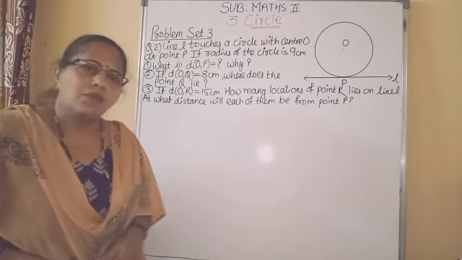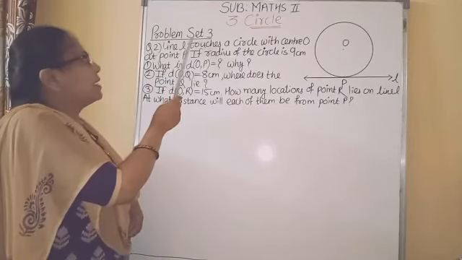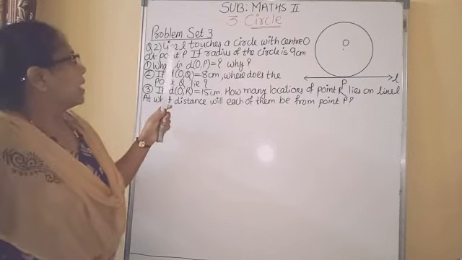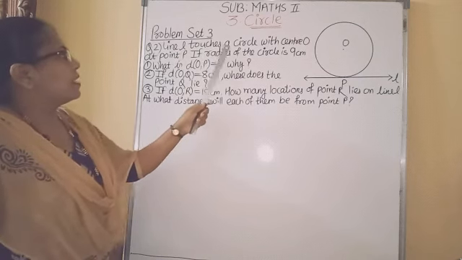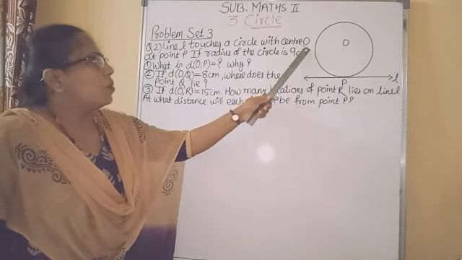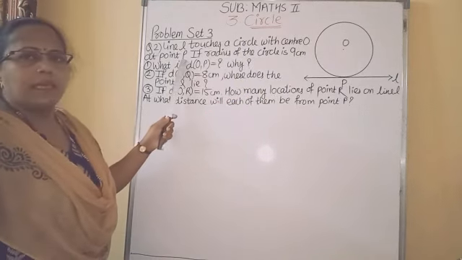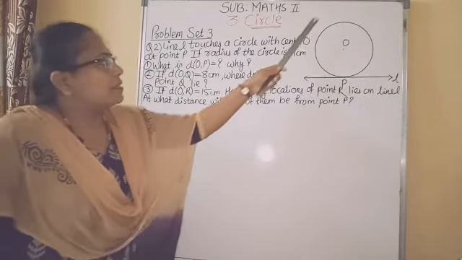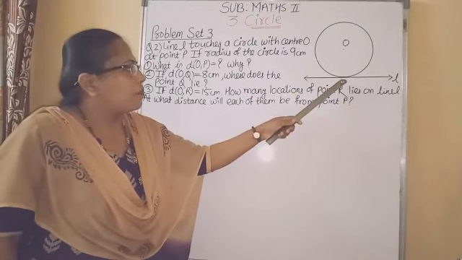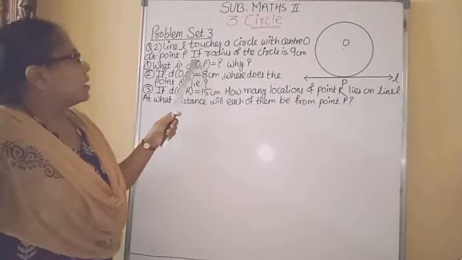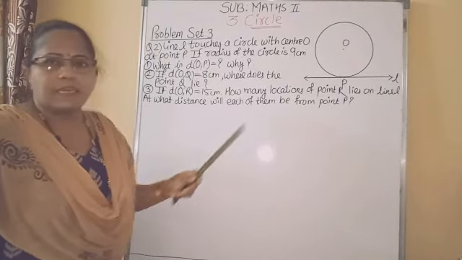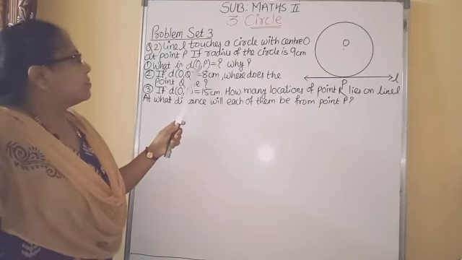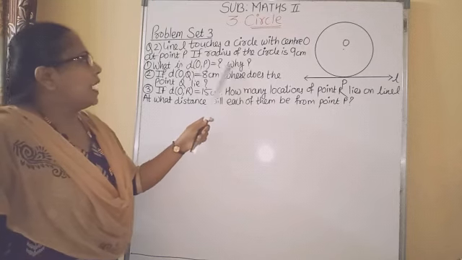Hello students, today we are going to start problem set 3, question number 2. The question is, line L touches a circle with center O at point P. If the radius of the circle is 9 centimeters, first question is, what is the distance between point O and P and why?